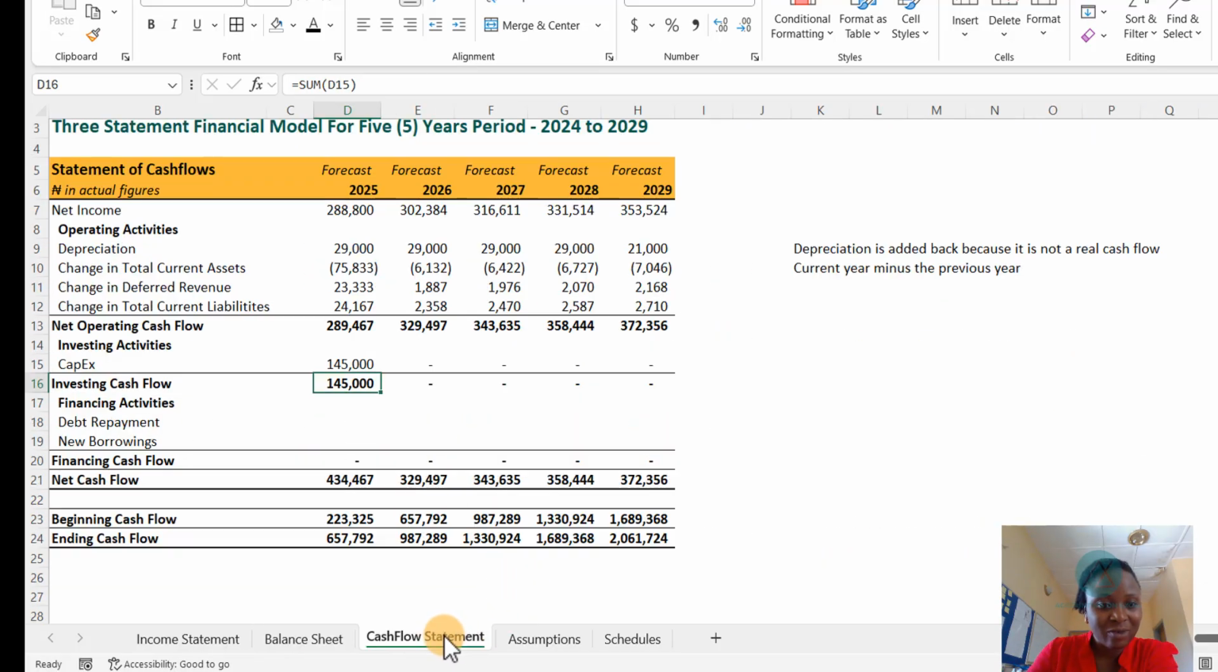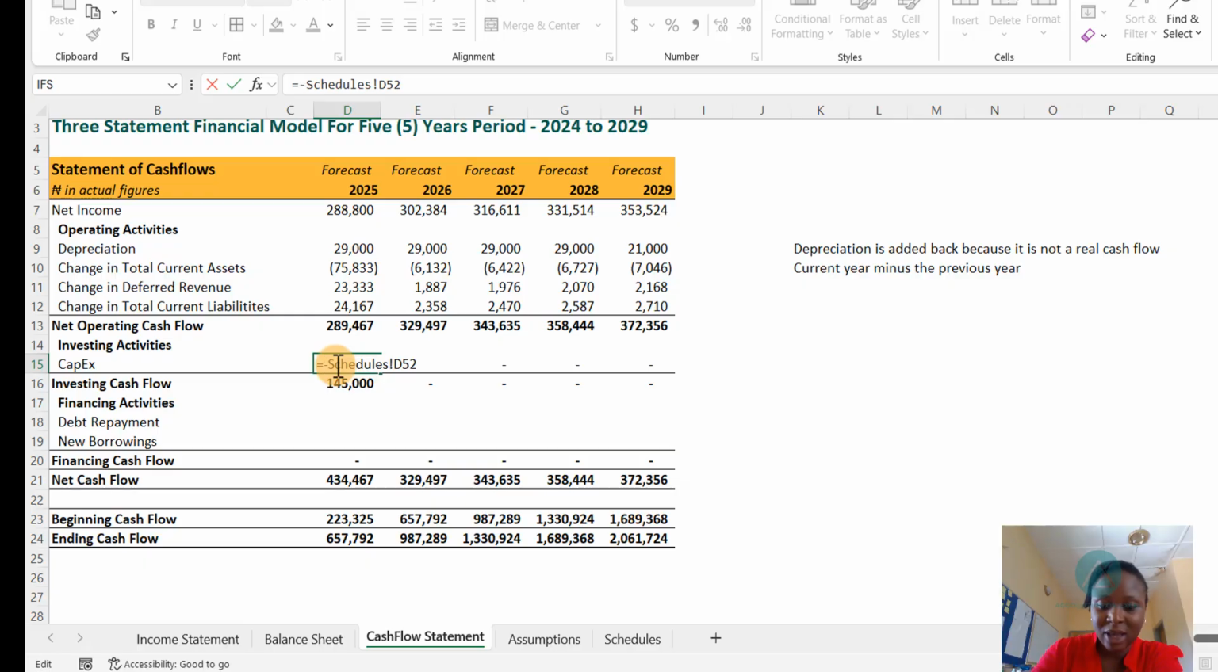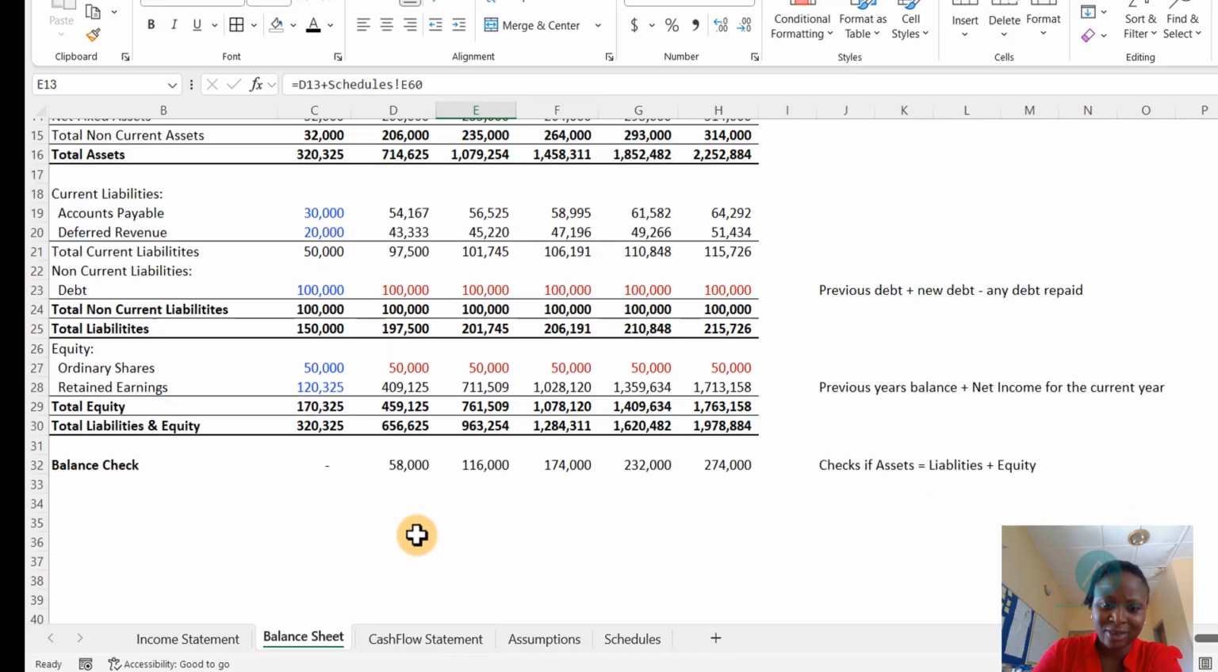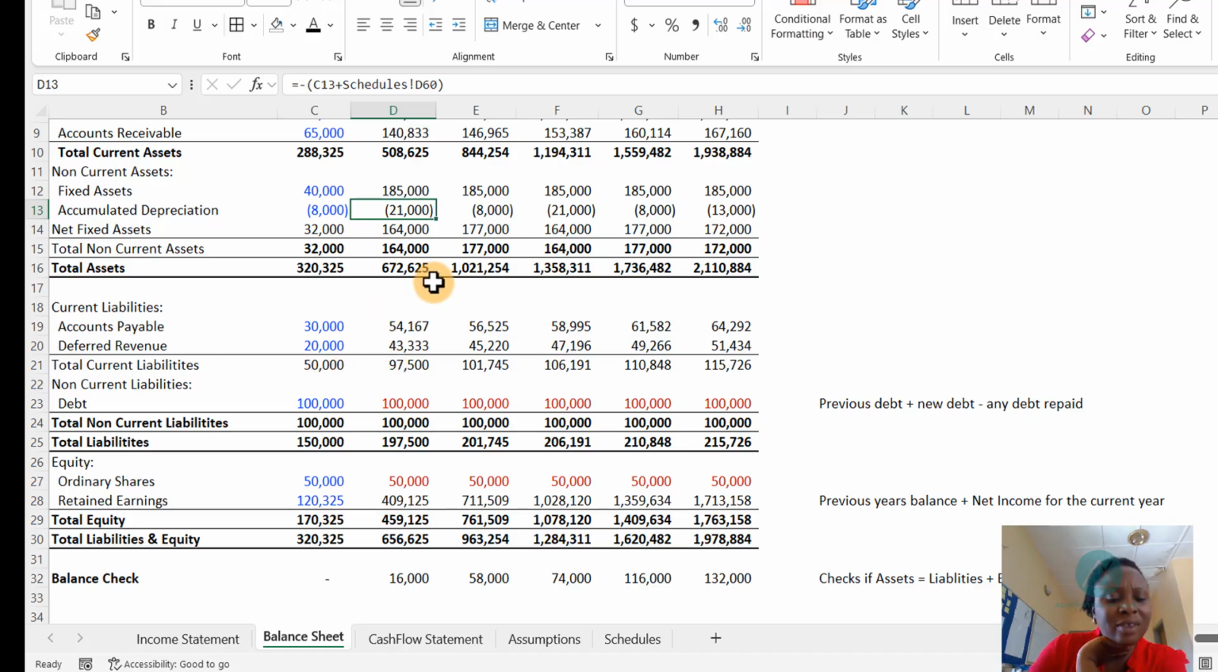So let's go to the cash flow statement. Mind you, this capex is capital expenditure, meaning that money leaving the organization. So it's supposed to be minus, all right? So put minus, and maybe we'll copy fill to the right. Good. So let's look at our balance sheet. It's still not balanced. Okay, so what's the challenge? Let's look at it. I think there is a problem with this formula here.